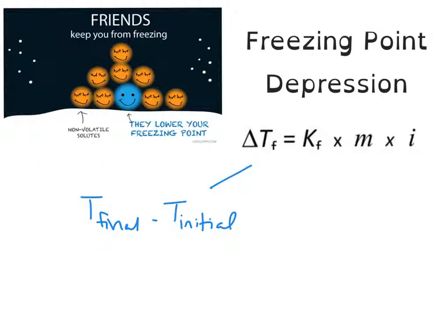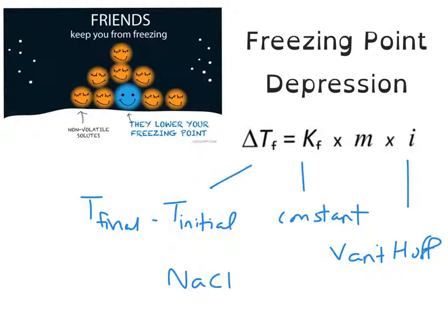Okay, so we're looking for that change in temperature. Again, K sub F is going to be a constant value that you're going to look up on a chart. The molality is going to be your moles per kilogram, and then I is your Van't Hoff factor. So for example, if you were doing this for a substance such as NaCl, because sodium chloride is ionic and it dissolves into 2 ions, a sodium ion and a chloride ion, that gives you 2 particles. So you would multiply your answer by a factor of 2.